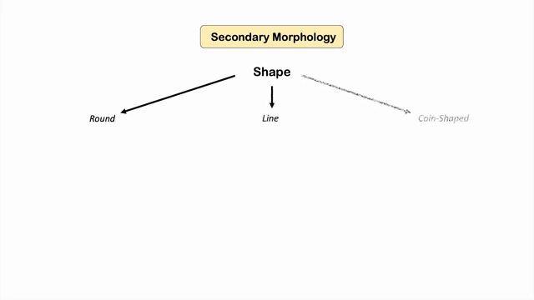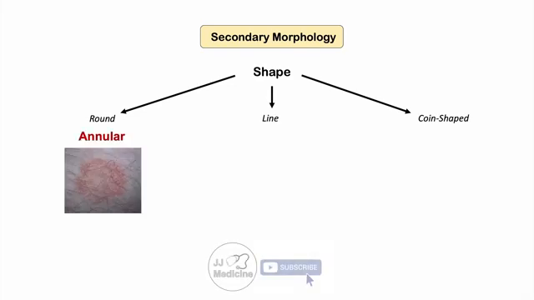And then we can look at secondary morphology. And secondary morphology is when we start looking at more specific details with regards to the lesion. So we start looking at things like the shape of the lesion. So we can start to describe the lesion a bit more in more detail. So if it's round in shape, if it's a line or linear in shape, or if it's coin-shaped, and these all have different terms. So if it's round or rounded in appearance, it is annular, so it's the term we use for a rounded lesion.